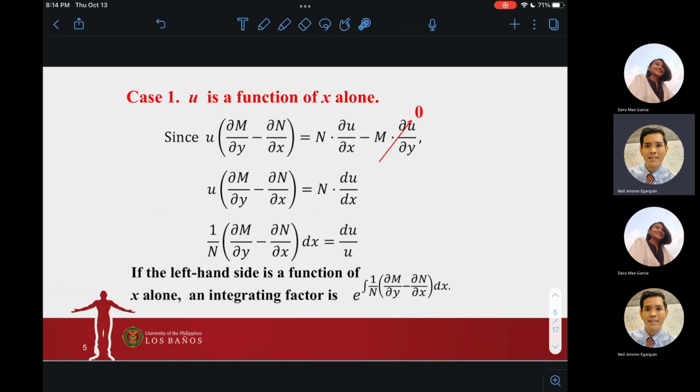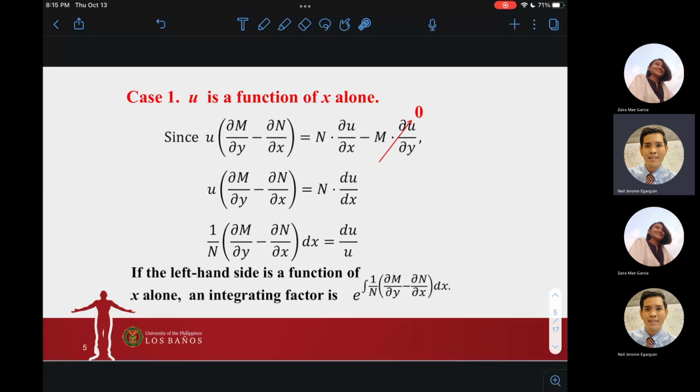before, alright? Tapos i-assume natin, kunwari, si U ay function lamang ni x. Right? Again, this is just a simplification. Kapag si U ay function ni both x and y, medyo komplikado yung method, and it might be more appropriate to use other methods than this integrating factor. Pero if the integrating factor is a function of x alone, we can easily find what it is. Specifically, what we'll have is this.